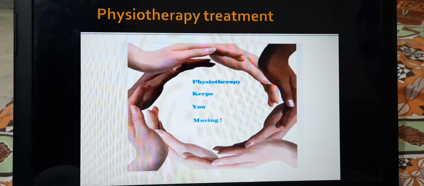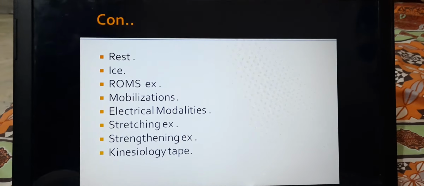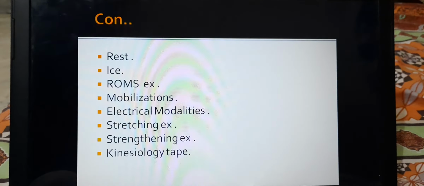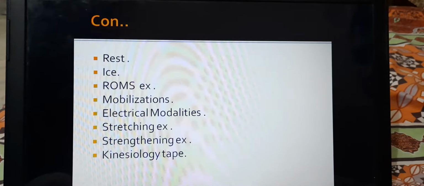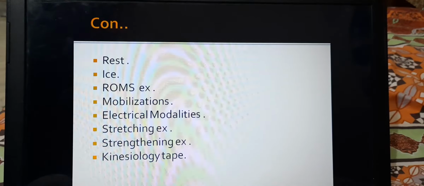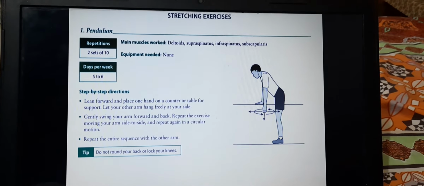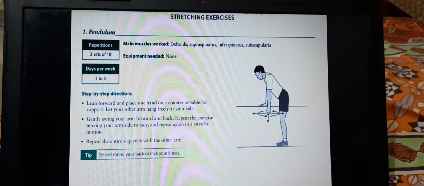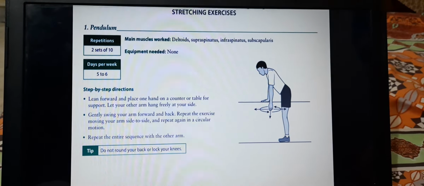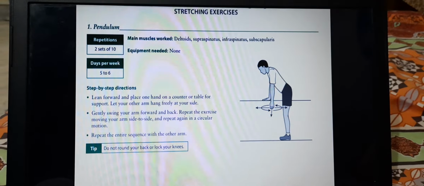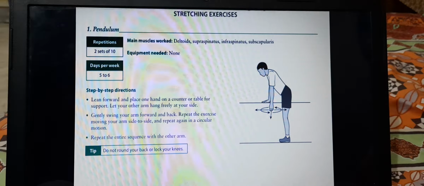Physiotherapy treatment. Physiotherapy keeps you moving. Physiotherapy treatment includes rest, icing, range of motion exercises, mobilization, electrical modalities, stretching exercises, strengthening exercises, and kinesiology tape. Exercises include stretching exercises, which include pendulum exercises, 2 sets of 10, days per week 5 to 6. Main muscles worked: deltoid, supraspinatus, infraspinatus, subscapularis.